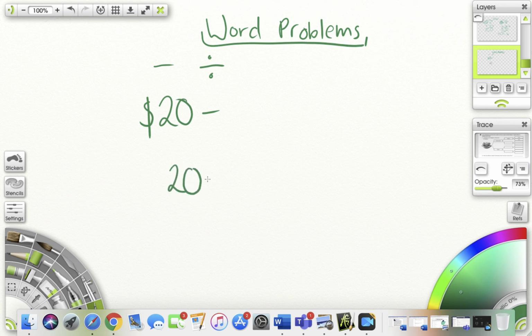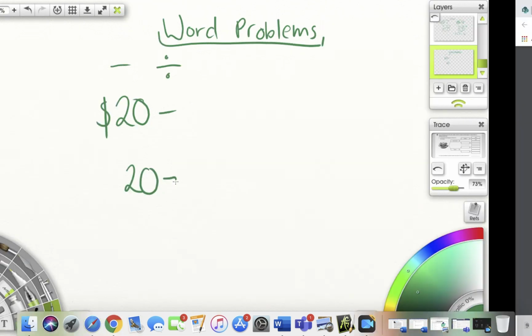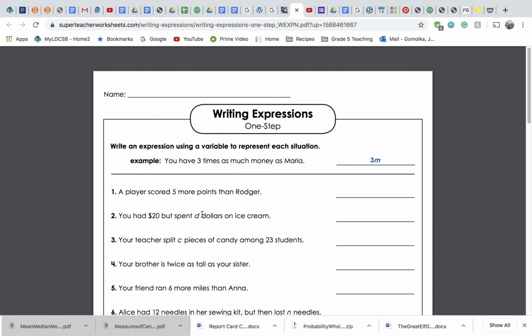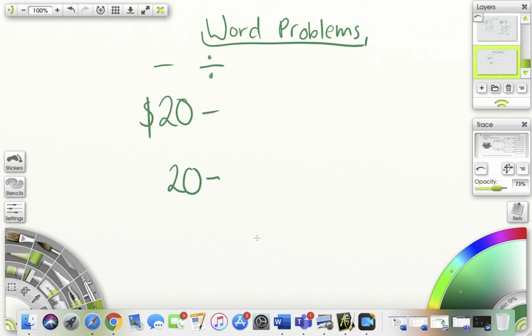So I have 20 subtracting, and what letter do I use? D. In this case, it tells me what letter I should use, which is D. Because if I had $20 and I spent $5 on ice cream, that would be 20 minus 5. If I spent $7 on ice cream, it would be 20 minus 7. If I spent $11 on ice cream, it would be 20 minus 11. So that D can represent any kind of number. We're concentrating on what kind of equation it is. So in this case, it's a subtraction.